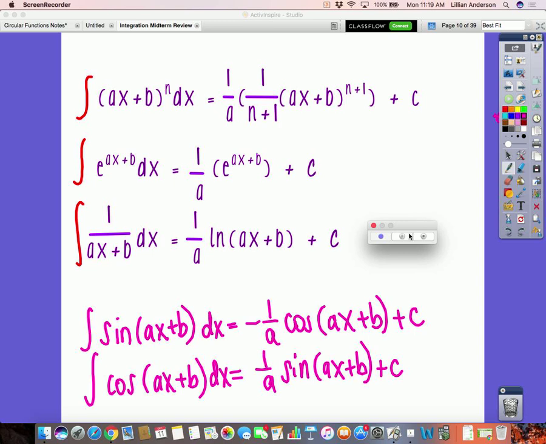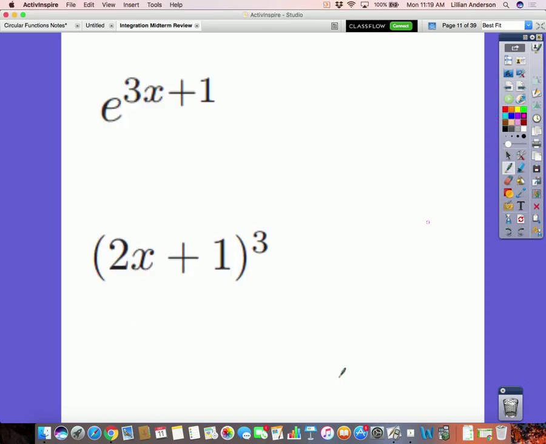So there's going to be 2 on this page, and I want you guys to do both of them on your whiteboards, okay? So 2 of them, they're going to be on your whiteboards. Let's do these 2.